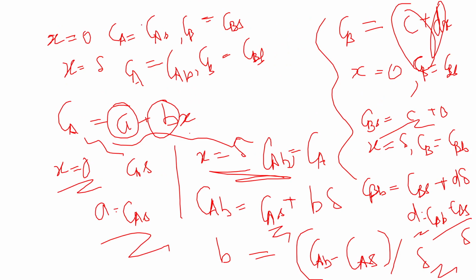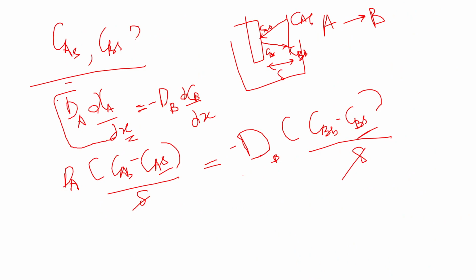So though I found an equation for CA equal to A plus BX, the unknown variable is still CAS. I am trying to find out what CA is. If CAS is also unknown, how can I find it? CA is what I am supposed to find, and if I am expressing it in terms of another unknown variable, there's no point. So I have to find out CAS and CBS. I wanted to find the surface concentration.